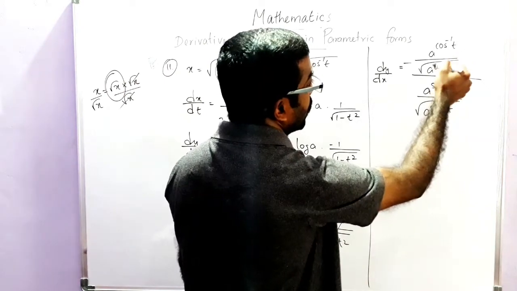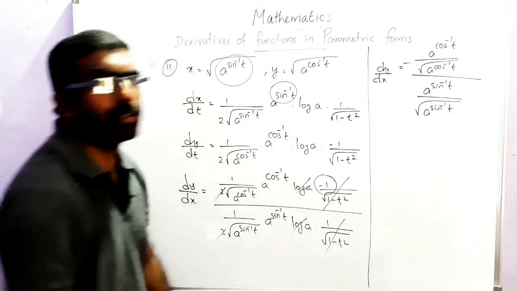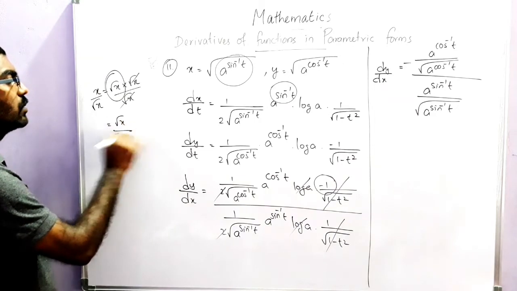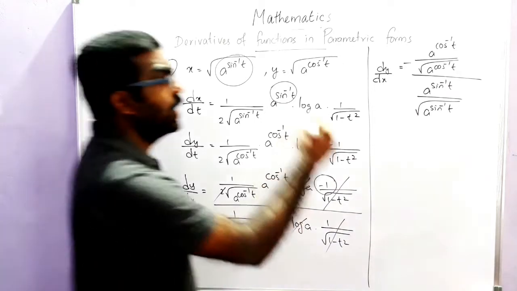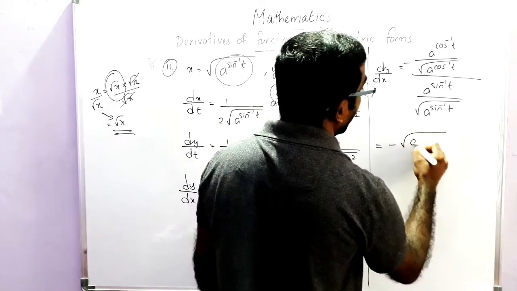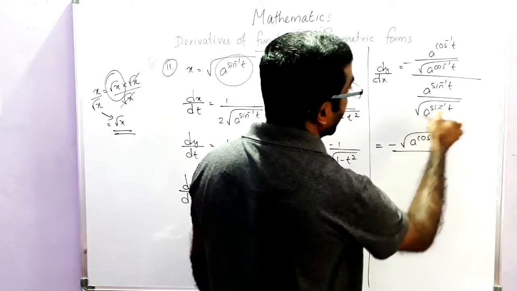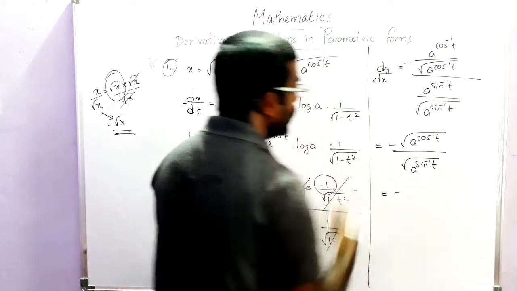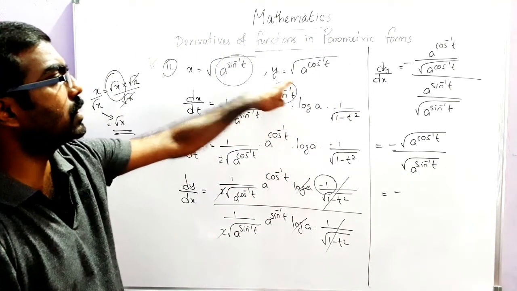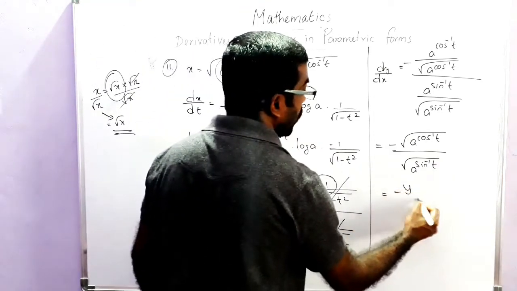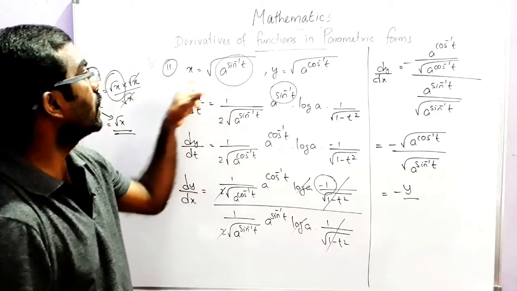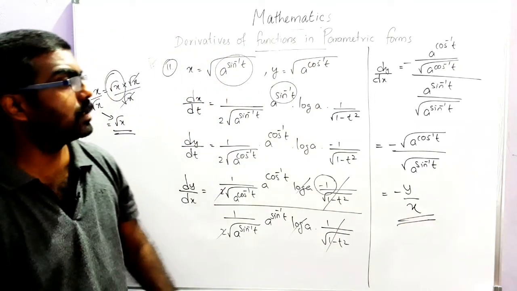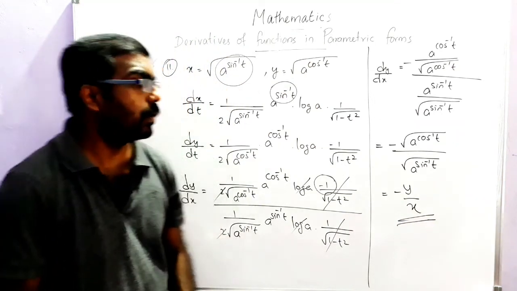So here a raised to cos inverse t by root of a raised to cos inverse t, we can cancel these two terms. The radical sign comes on the numerator. X by root x is equal to root x. So we can write minus root of a raised to cos inverse t divided by root of a raised to sin inverse t. Here also these two cancel. That is minus root of a raised to cos inverse t is what? Y. So minus y by, and root of a raised to sin inverse t is what? X. So it becomes minus y by x. That is dy by dx is equal to minus y by x.